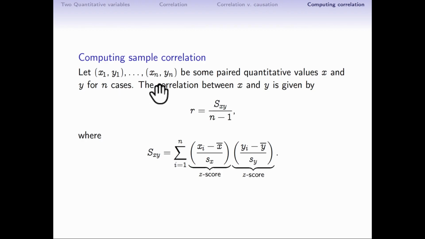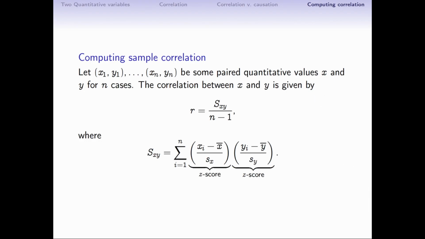And this could be player number 503. This is their offensive rebounds, and that's their defensive rebounds. So for every data point in our scatter plot, we have an x-coordinate and a y-coordinate paired together. So think of each of these as one of those points in the scatter plot.